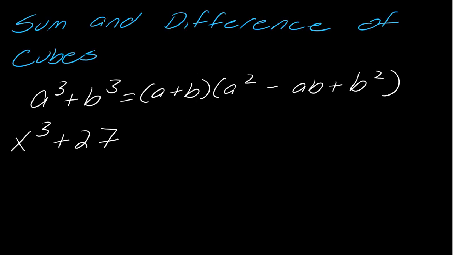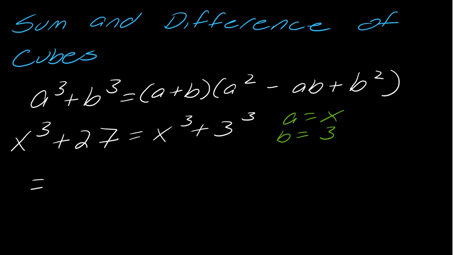Really what you want to identify here, if you're struggling with this, is what goes in the A position and what goes in the B position. To do that, I want to rewrite this as x cubed plus 3 cubed, and now I can really clearly see what goes in the A position and the B position. In my A position, anything that has an A, I'll replace with an x, and anything that says B, I'm going to replace with a 3.